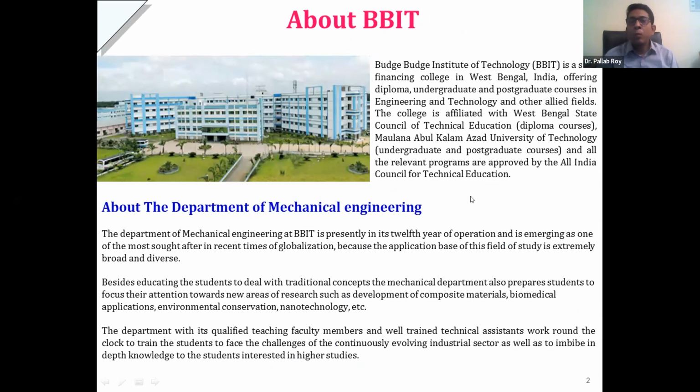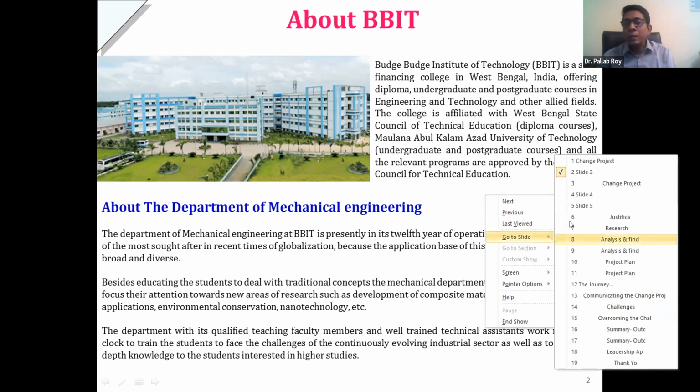Briefly about my workplace, BBIT. It's a self-financing college, and diploma, undergraduate and postgraduate courses in engineering and technology are offered. And about the Department of Mechanical Engineering, this is the 12th year of the department, and I'm happy to announce that it is emerging as one of the most sought after institutes, and particularly this department is in demand for the last few years. Apart from the traditional teaching, we also prepare our students to focus their attention on research areas. Let me go to the next slide.